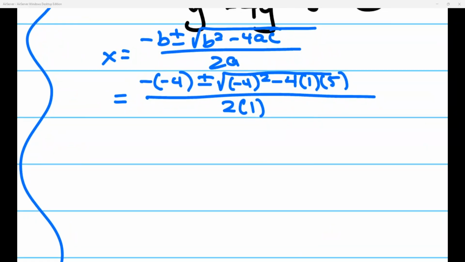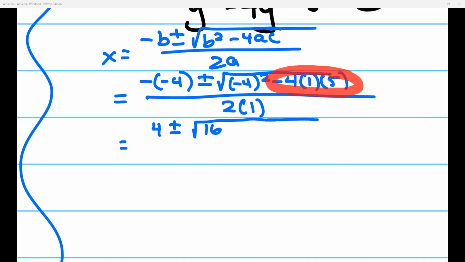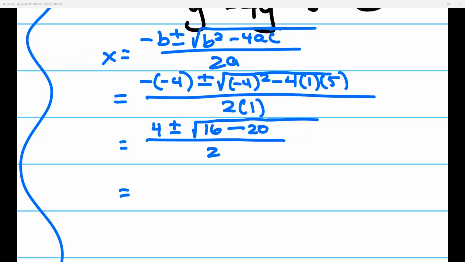All right, so all I did was I substituted the values. This is going to be a +4 plus or minus the square root of -4 squared. That's a 16 here. I want you to notice how many negatives you have. You only have one negative. Therefore, I'm going to write it as a negative. And then I just multiply. 4 times 1 is 4 times 5 is 20 divided by 2. That's equal to 4 plus or minus the square root of -4 divided by 2.